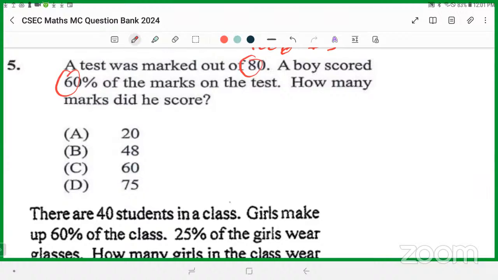Right? But if you want to work it out, you work out 60% of 80. So it is 60 over 100 times 80 you're working out. All them zeros here just cancel out each other now. And you will multiply 6 times 8. So it has to be 48. You don't have to waste time.